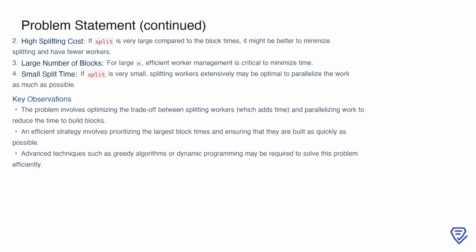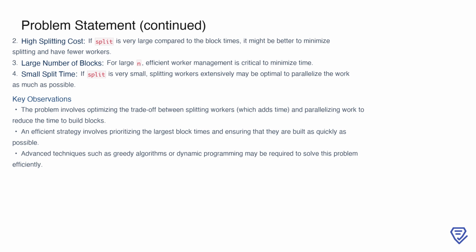When considering edge cases, there are several important scenarios to keep in mind. If there's only one block, no splitting is necessary, and the output is simply the time required to build that block. If the splitting cost is very high compared to the block times, it might be more efficient to avoid splitting and use fewer workers. Conversely, if the splitting cost is very low, splitting extensively may be the best strategy to parallelize the work as much as possible. For a large number of blocks, managing workers efficiently becomes critical to minimize time.